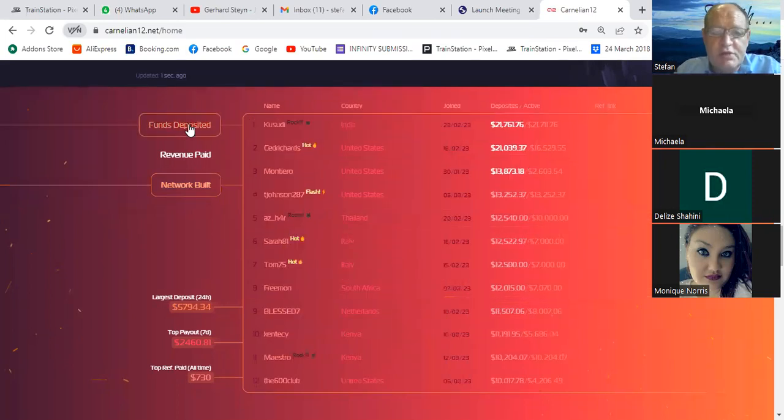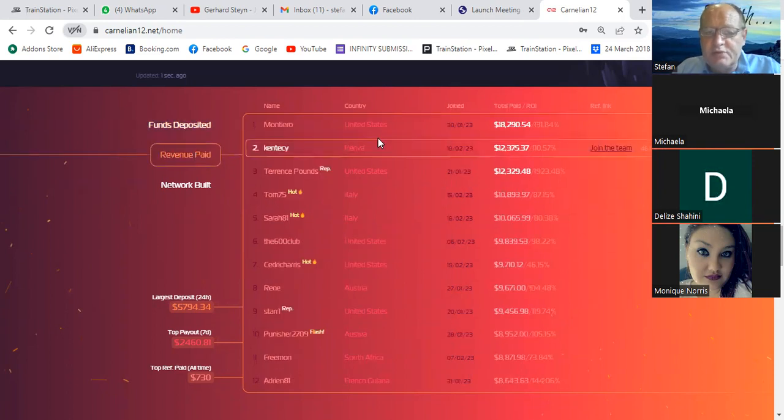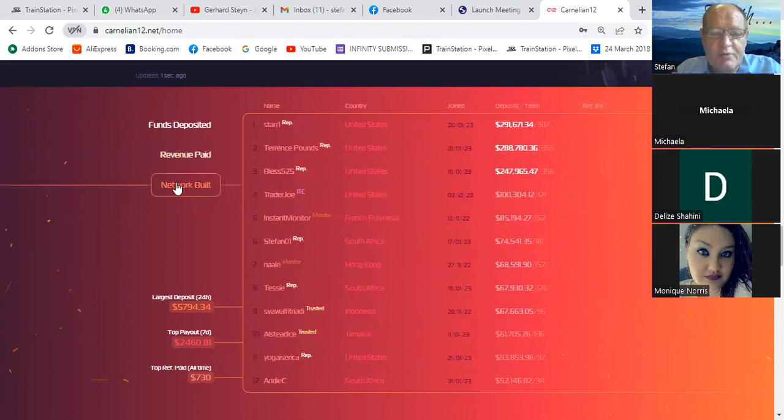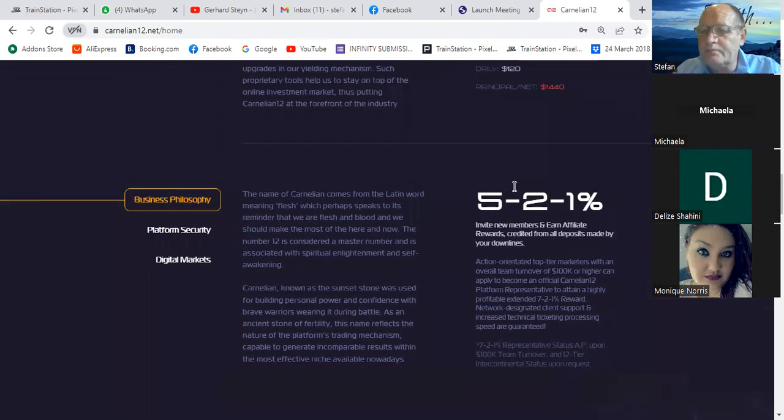Now, there's a lot of things you can see here. For the people that don't believe in things like this, if you want to convince them, this is the total amount of funds deposited. And you can then compare that with revenue paid. That is what they took out. So you can see a few people are way over what they put in, and some are still catching up. But for us, or for me, the important one is how strong is your network.